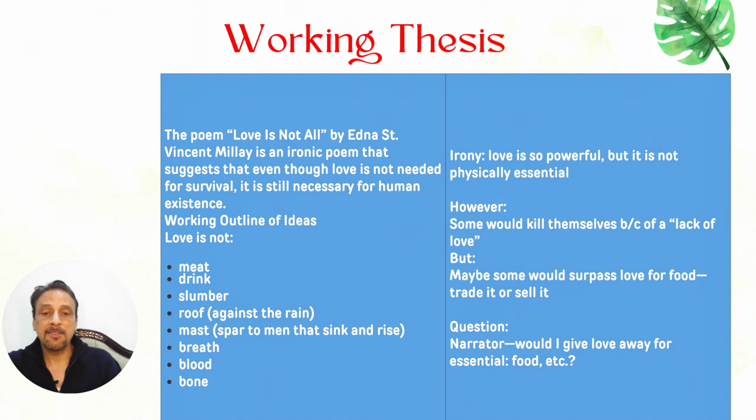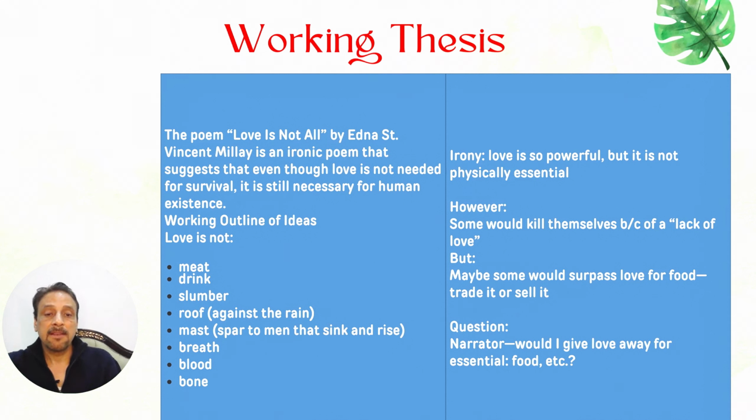So the working thesis on the basis of this poem is: it is an ironic poem that suggests that even though love is not needed for survival, it is still necessary for human existence. Now make a working outline of ideas. So what love is not? Love is not meat, drink, slumber, roof, mast, breath, blood, bone.